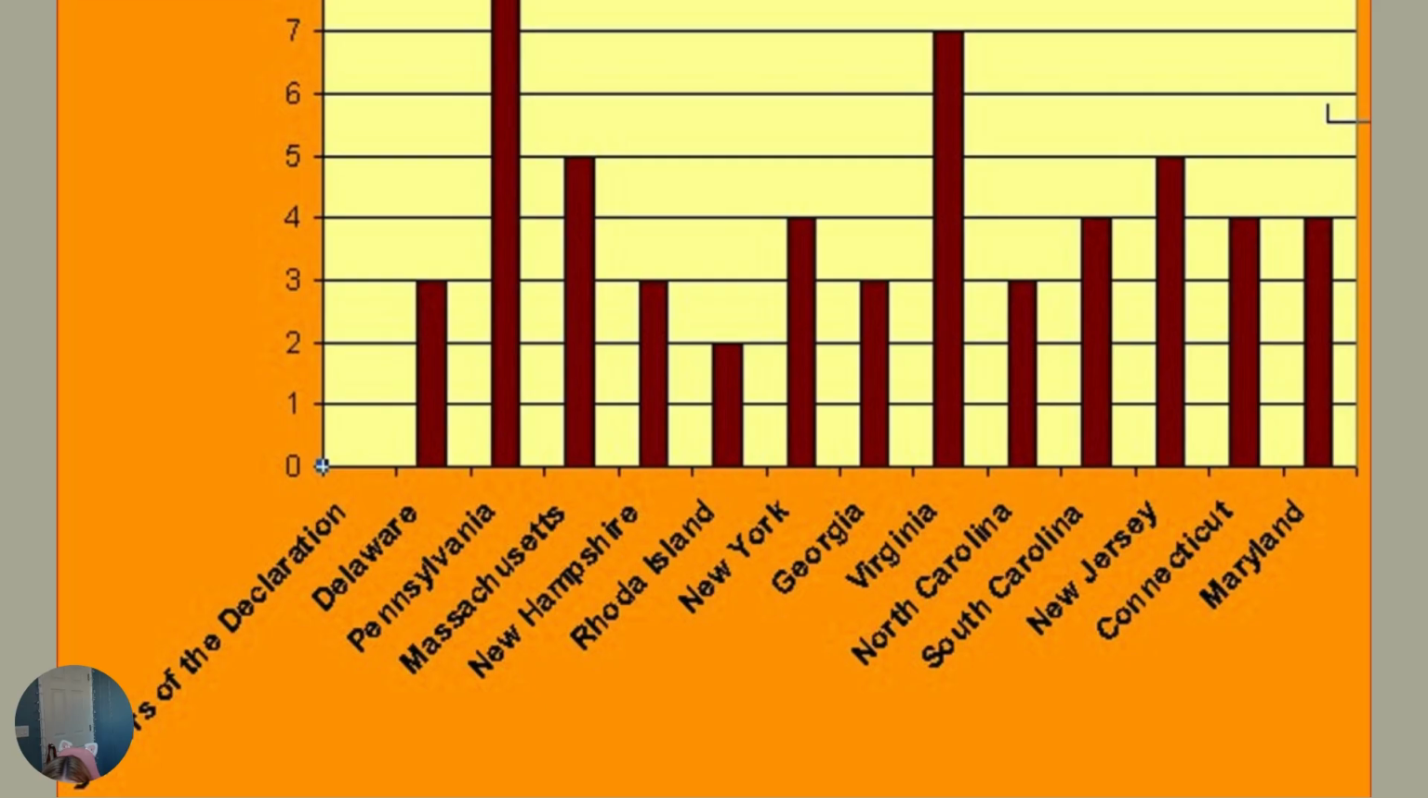So this is actually the votes. This chart shows the votes for who wanted to declare independence. So you can see Pennsylvania had the highest amount of votes, and Rhode Island, kind of fake, only 2 votes, but yet they still voted for independence.